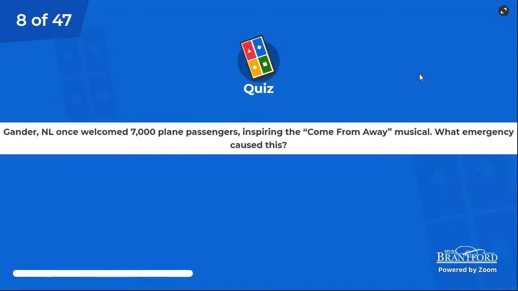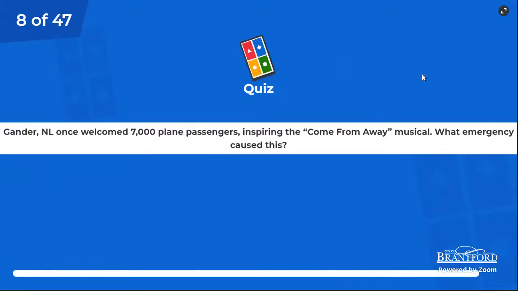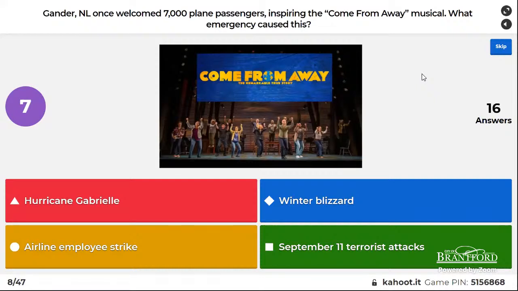Gander, Newfoundland once welcomed 7,000 plane passengers, inspiring the Come From Away musical. What emergency caused this? Was it Hurricane Gabrielle, a winter blizzard, an airplane strike, or the 9/11 terrorist attacks?